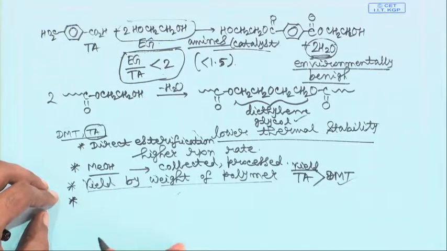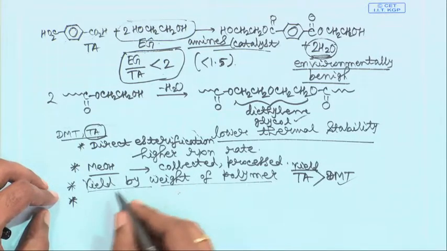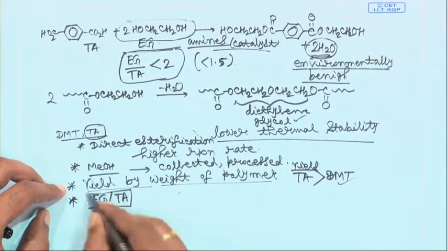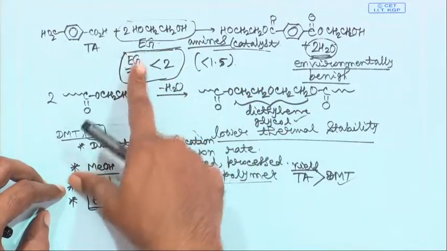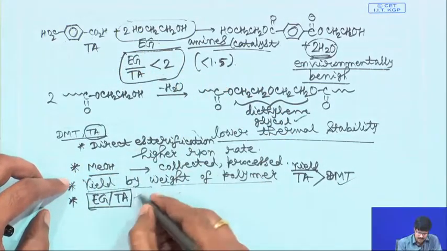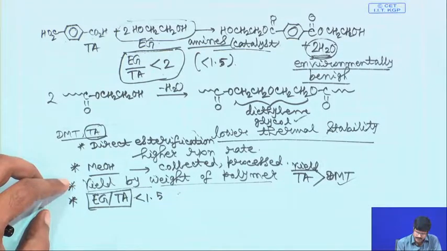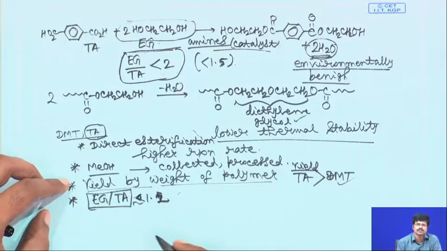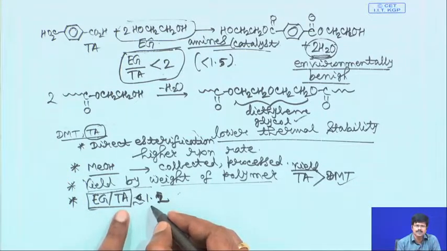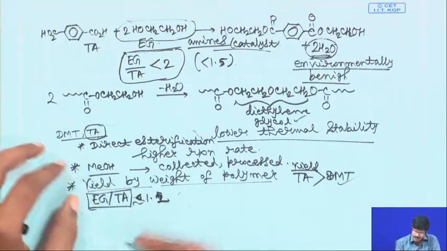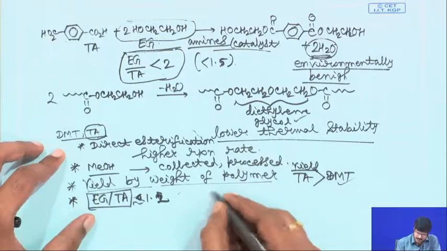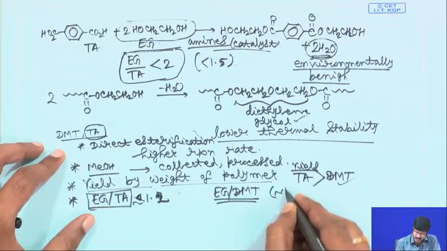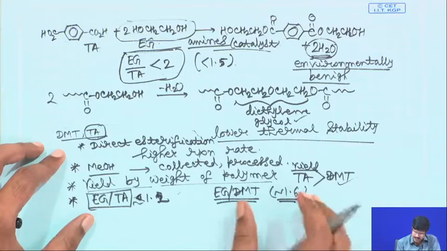Okay. Next, if you are looking at the ratio of ethylene glycol to terephthalic acid, remember that the first step is ethylene glycol to terephthalic acid, this ratio is less than 1.5. In fact, it is close to 1.2, around 1.2. So, this is the terephthalic acid route. If you compare that with your DMT process, the ethylene glycol to dimethyl terephthalate ratio is around 1.6. So, that ratio is higher.